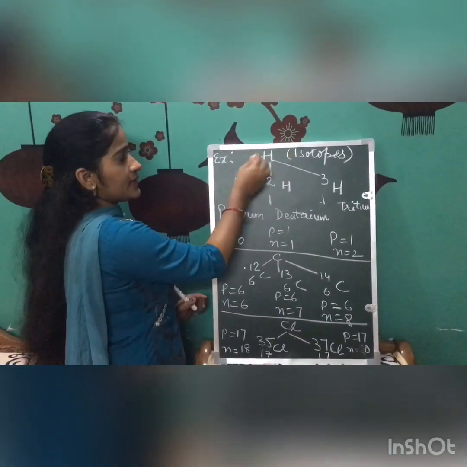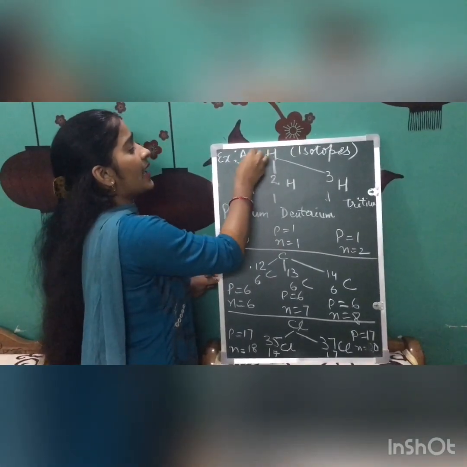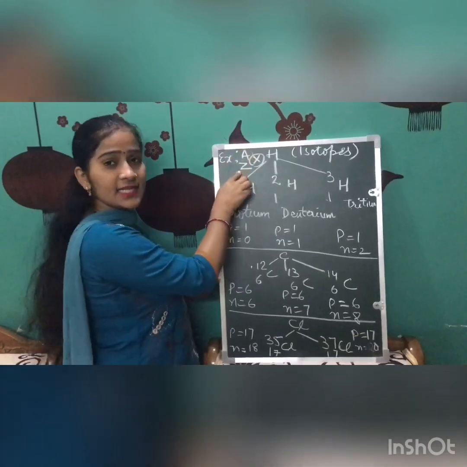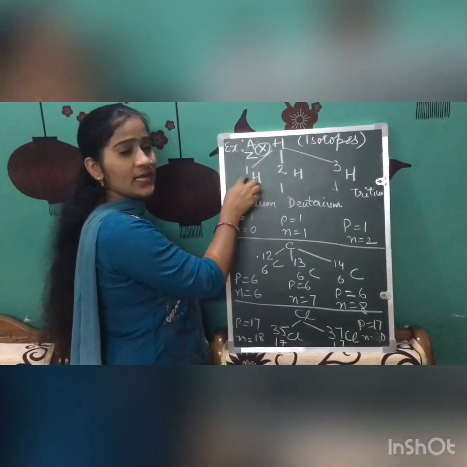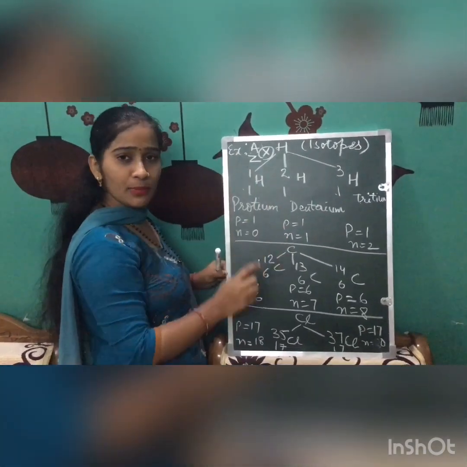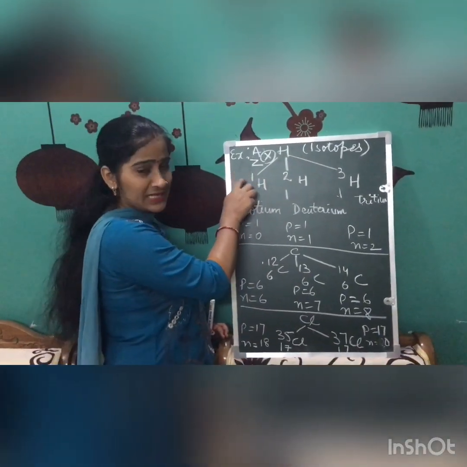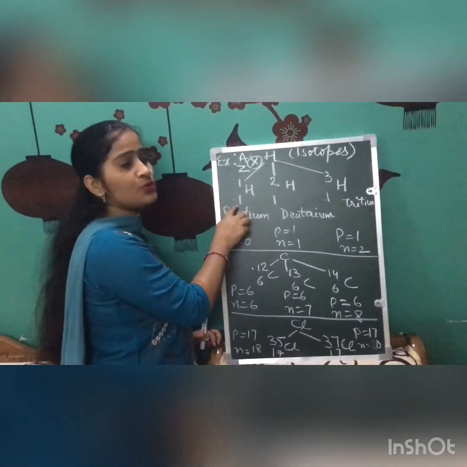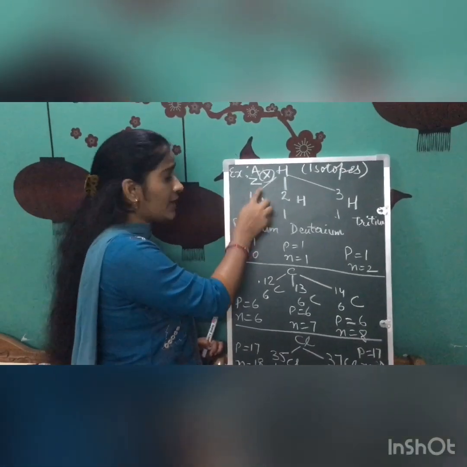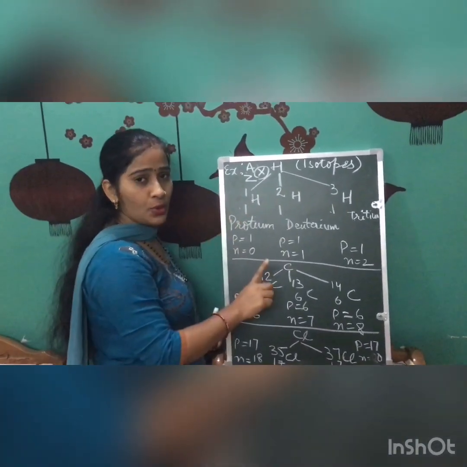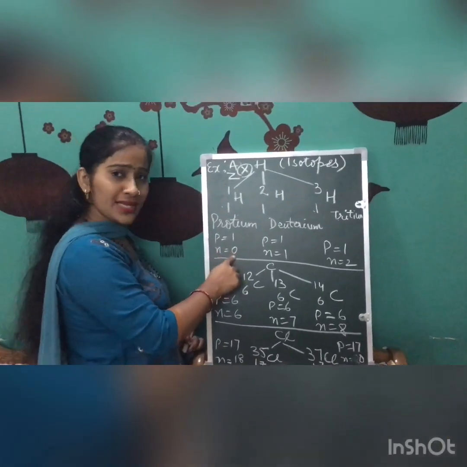Now, we represent an element this way: A, Z, X, where X is the symbol of that element, A is the mass number, and Z is the atomic number. In the same way here, one is the mass number and one is the atomic number. Atomic number is the number of protons in a nucleus. That means protons is 1. And what is mass number? Mass number is the sum of protons and neutrons. If there is one proton and its mass number is also 1, that means in the nucleus there is only one proton. There is no neutron. So in the protium isotope there is one proton and neutrons are 0.